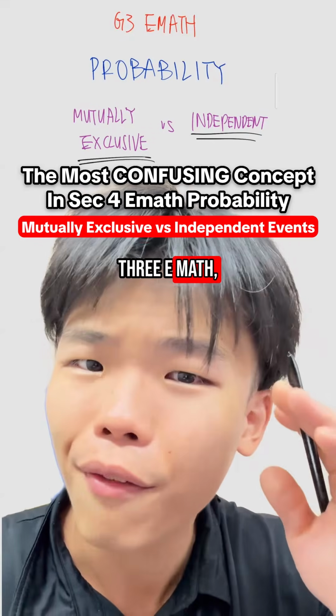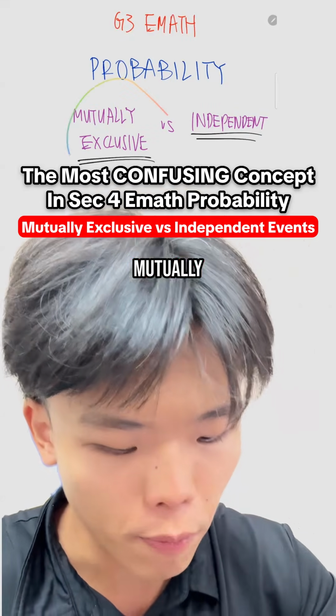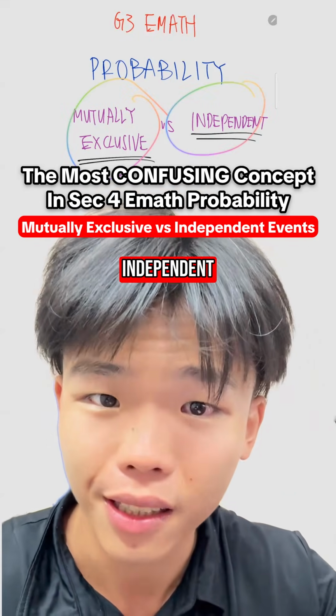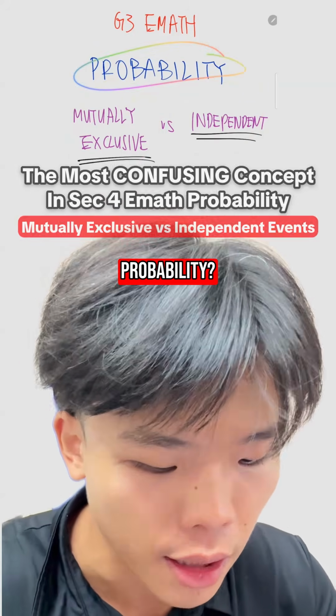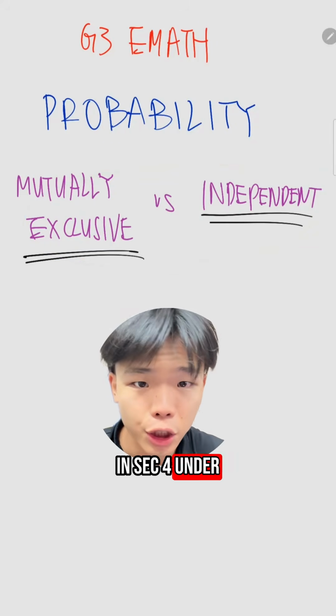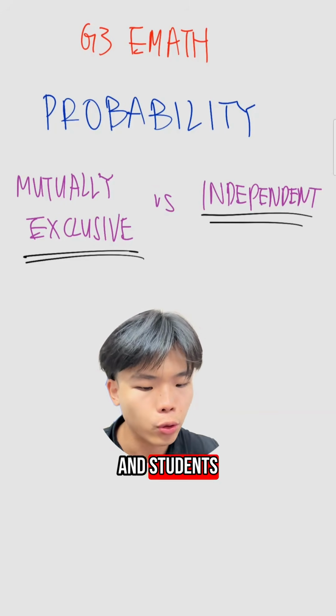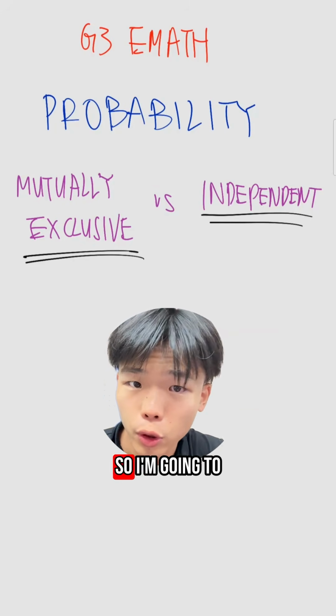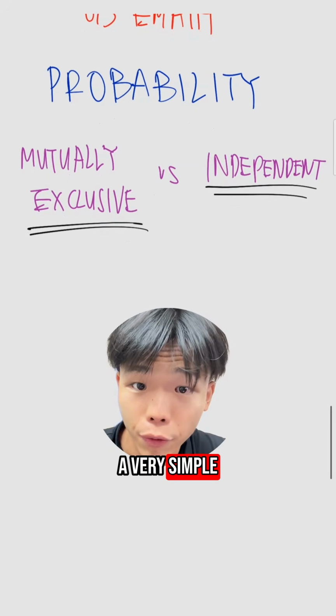If you take G3 EMath, have you ever wondered what's the difference between mutually exclusive and independent events under the chapter of probability? Typically these two concepts are introduced to students in Sec 4 under chapter 3 of probability. And students always confuse between these two. So I'm going to explain it using a very simple Venn diagram over here.